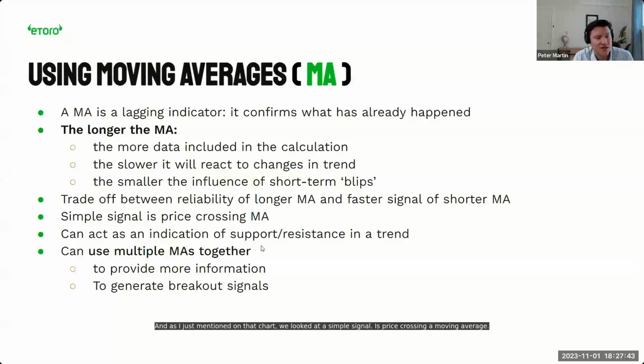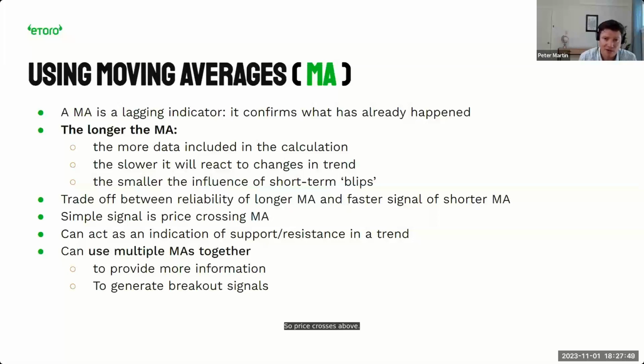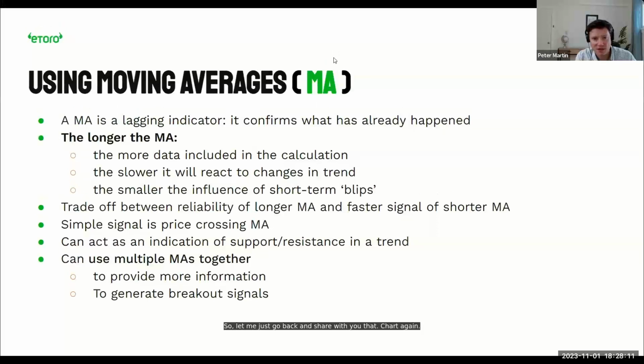And as I just mentioned on that chart we looked at, a simple signal is price crossing a moving average. If price crosses above a moving average, that can be a bullish signal. If it moves below it, that can be a bearish signal. Moving averages can also act as an indication of support or resistance in a trend. So let me just go back and share that chart with you again.